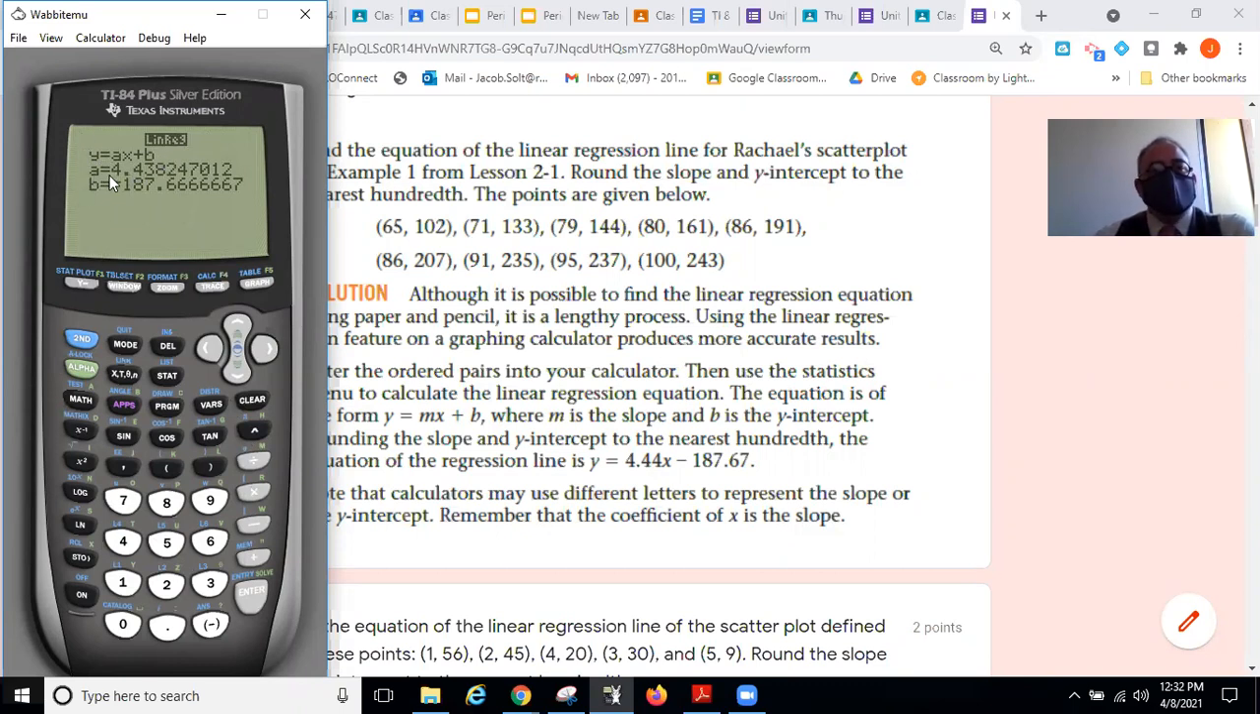And then a equals 4.4382 and so on. Rounding to the nearest hundredth, that becomes 4.44, and that's what they have down here for the answer. That's how they came up with that slope, right? And then it says negative 187.666 going on into infinity. They rounded to the nearest hundredth and said negative 187.67. All right, that's how they got this equation for this line, by running a linear regression on a calculator.